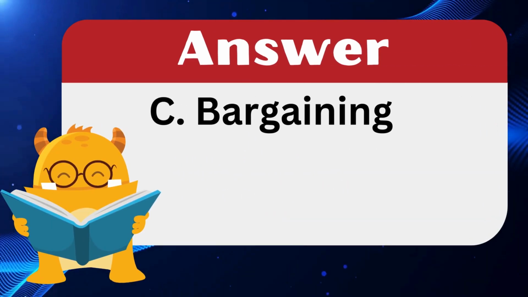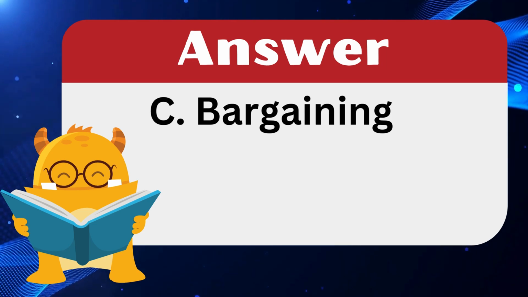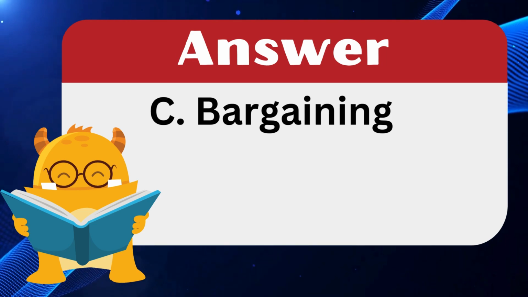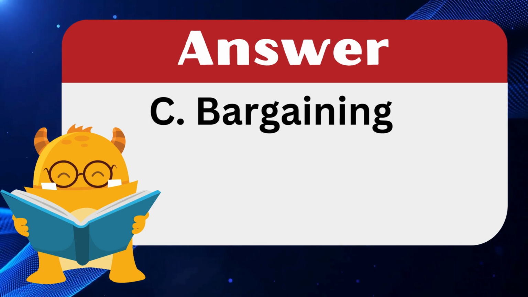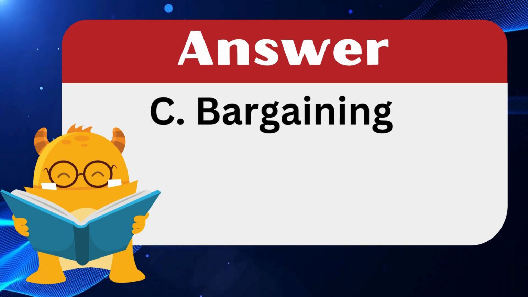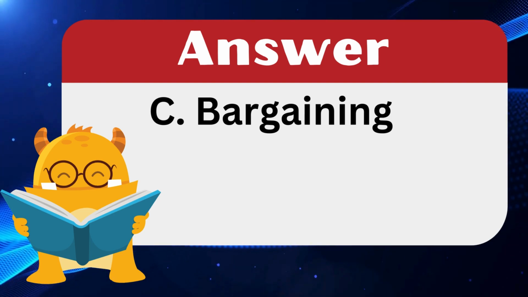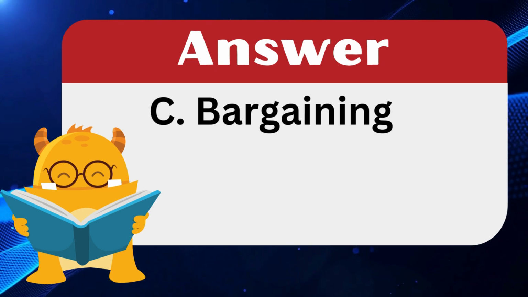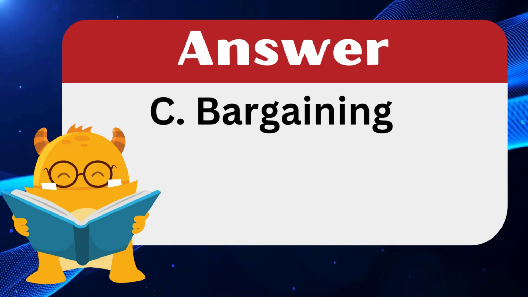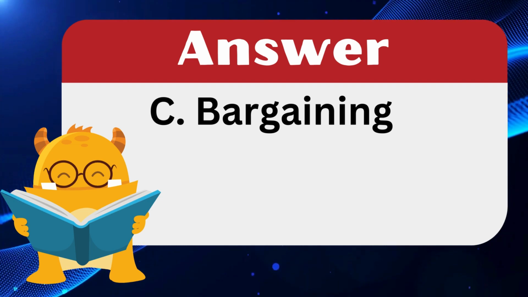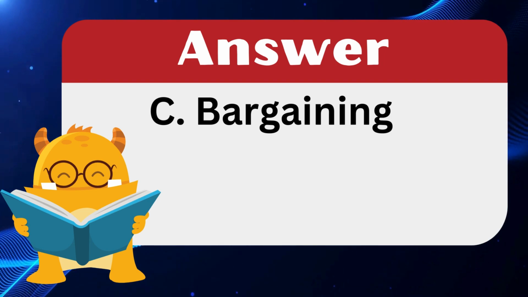C. Bargaining. The bargaining stage in Kübler-Ross's stages of death and coping involves individuals attempting to negotiate or make deals to postpone their impending death. This stage is characterized by seeking ways to delay or alter the outcome, often through religious or spiritual beliefs, making deals with a higher power, or seeking a way out of the situation. It's a phase where individuals try to find a compromise or bargain to cope with the reality of death.